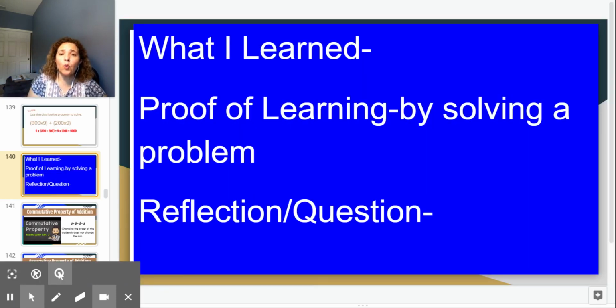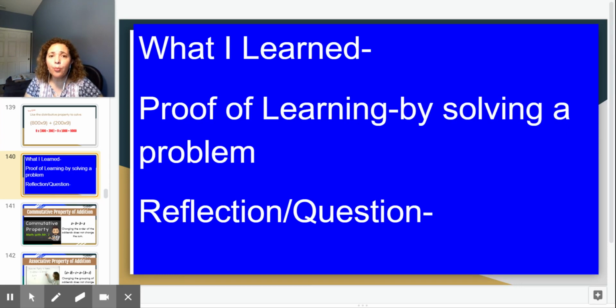All right, so today write down what you learned today. Proof of learning by solving a problem. So write down a number with a decimal and round it either to the tenths or the hundredths. And write down a reflection or a question you still may have.